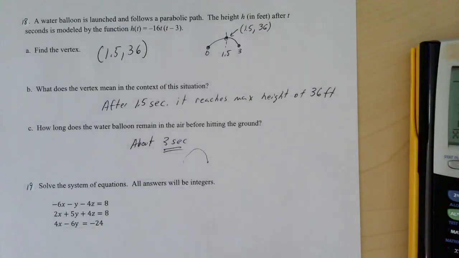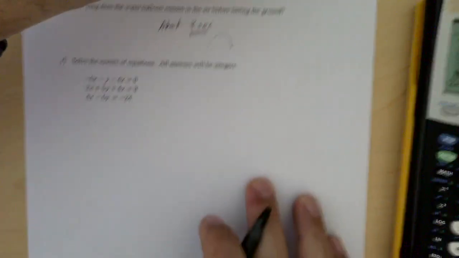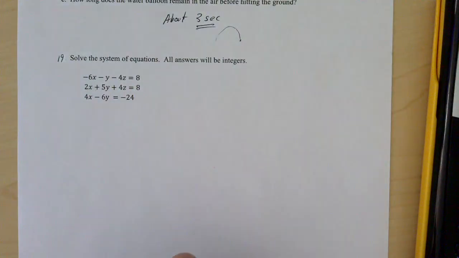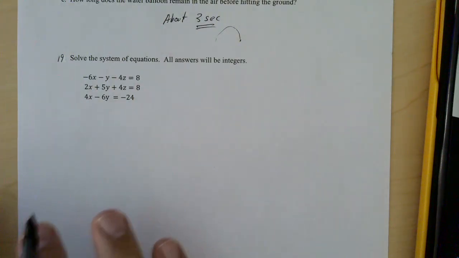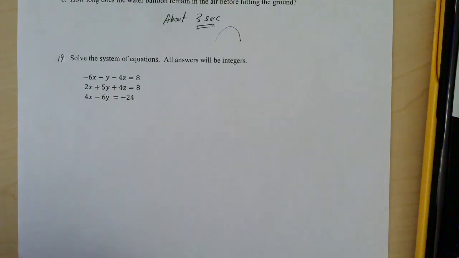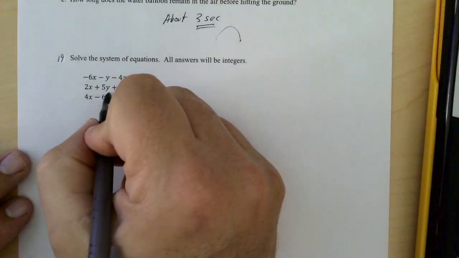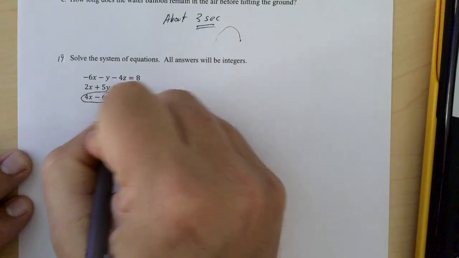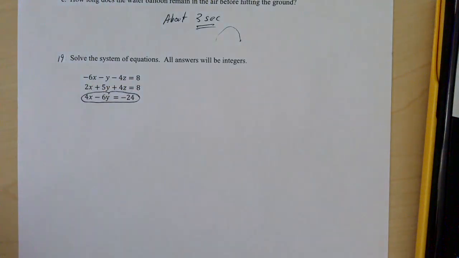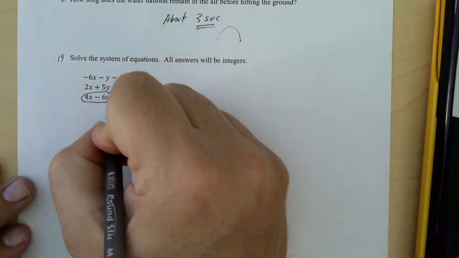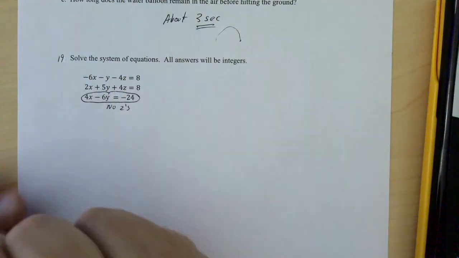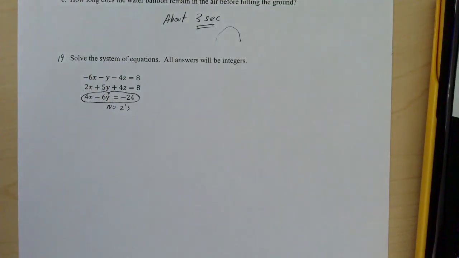Okay, the last problem is a review of Chapter 1. I don't want you to forget the Chapter 1 content. So this is a problem where we have to decide which letter to eliminate. I can see right here, we're missing the z's in the bottom. So that is our hint. That lets us know exactly what we're going to do with the top two equations. We're going to get the z's to cancel out, okay?